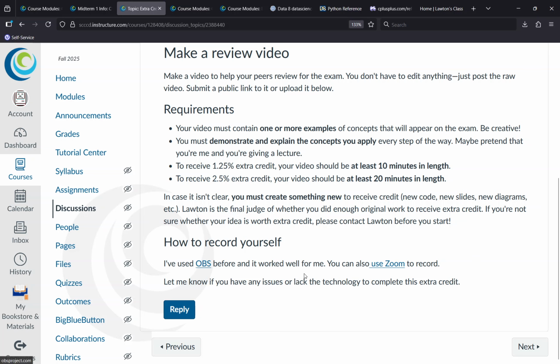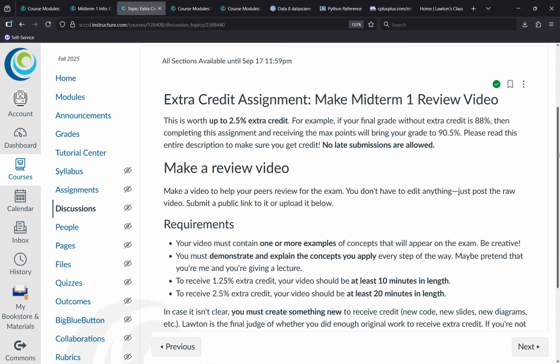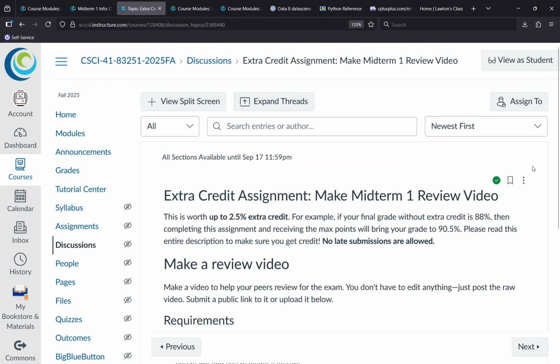I can help you record if you need to. I use this program called OBS. Zoom itself also will let you record, but all that I need is you to click reply and upload your file somehow. And then we can all see it and I can give you credit and your peers can use it to help them study. So I think that's all that I want to say. This is due the midnight before the test comes out, so the 17th at 11:59 p.m. Any questions about this assignment?